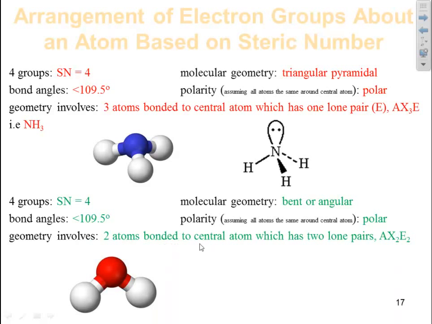This involves 2 atoms bonded to the central atom and 2 lone pairs. This is an AX2E2 arrangement. Example, water is an example. You have your hydrogen atoms and you have 2 lone pairs. So you're going to have your vectors pointing toward the oxygen from the hydrogens, and then the 2 lone pairs pulling out. So that's all of it summing in the same direction. So water is a very polar molecule.